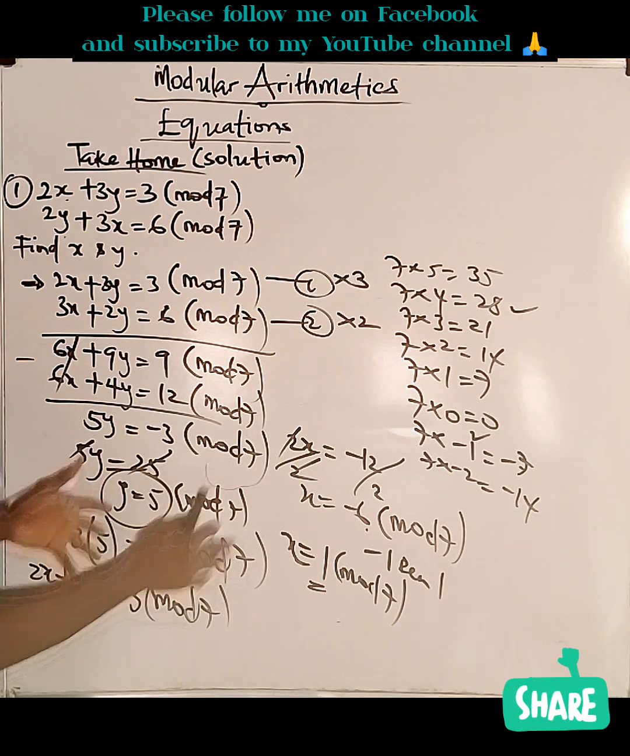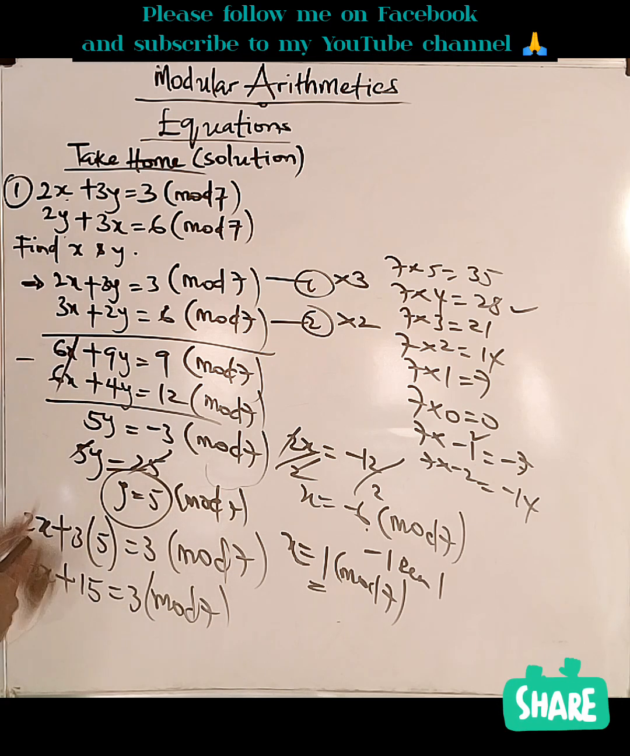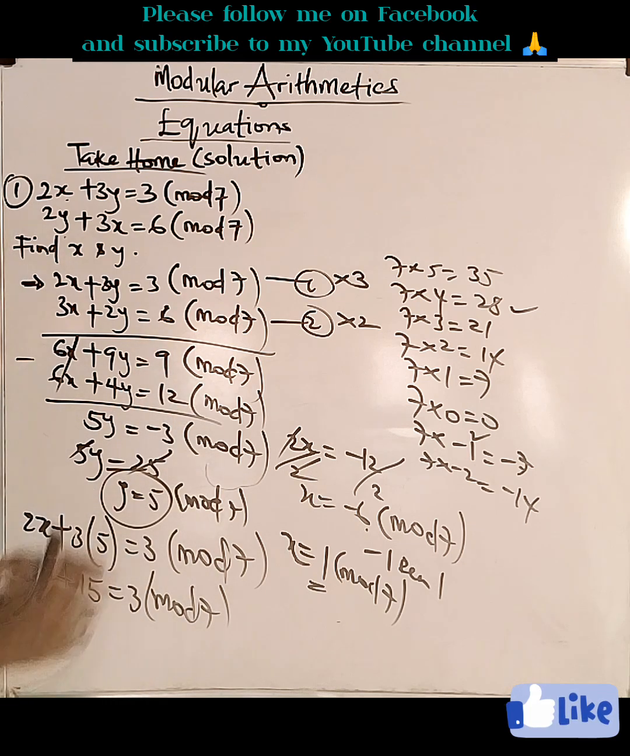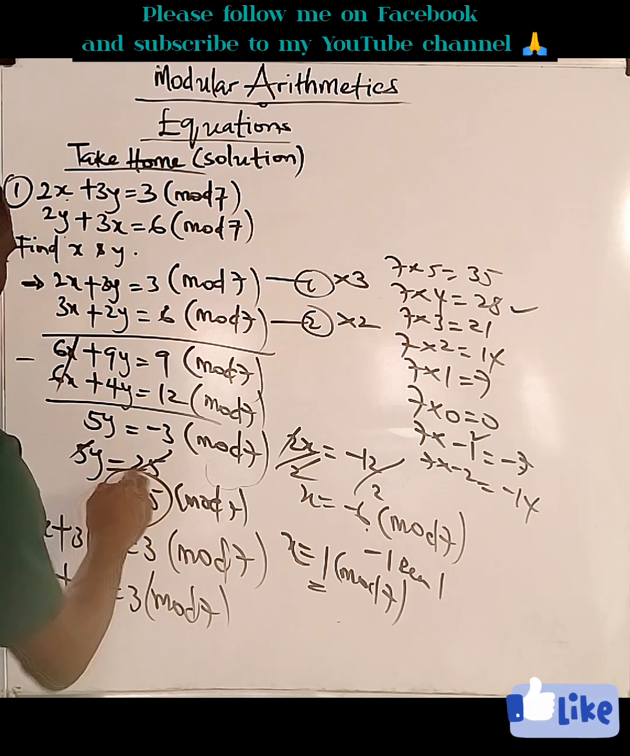Let's substitute those values into the second equation. If x is 1, that will be 3 times 1, which is 3. y is 5. 2 times 5 is 10. 3 plus 10 will give us 13. 7 into 13 will give us 1 remainder 6. So 6 modulo 7. As you can see, this is 100% easy.